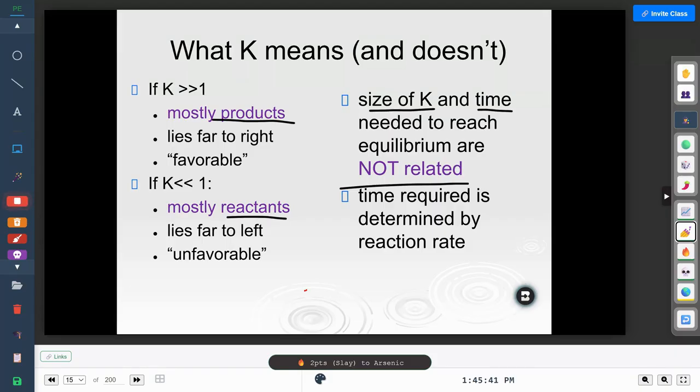Time is determined by your reaction rate. We learned about reaction rate last chapter, so that's a formula that we already have in our brains. Again, we didn't have to solve for it, but remember, we were able to figure out what the reaction rate is with a different formula.